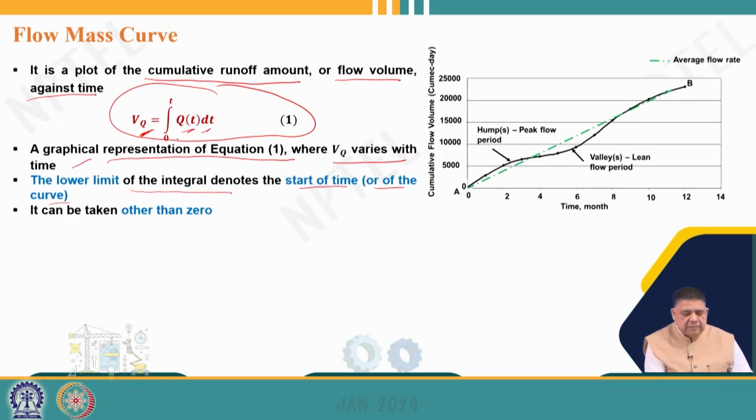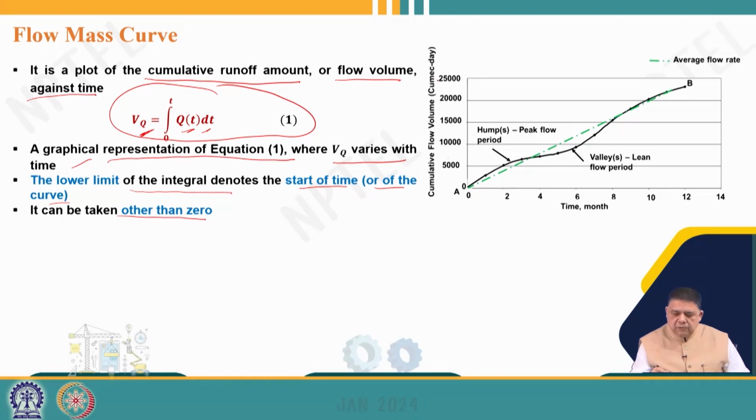So, this is 0 to t, that means we are starting at time 0 and up to time t we are talking, and this value could be taken other than 0 also. So, suppose we are talking about monthly data, we might be interested in, say, April to October. So, we can start over 4 to 10 and then integrate to get the values.